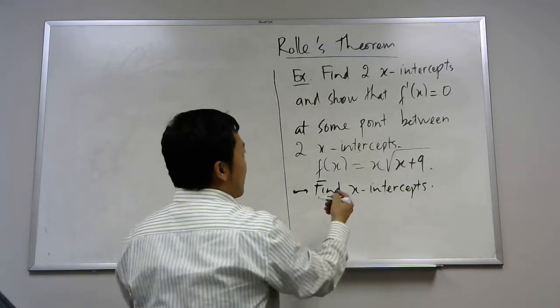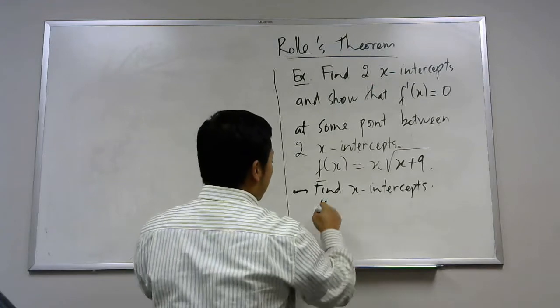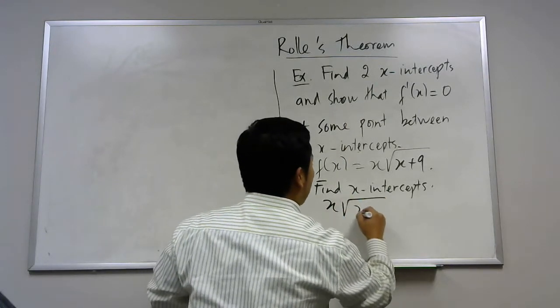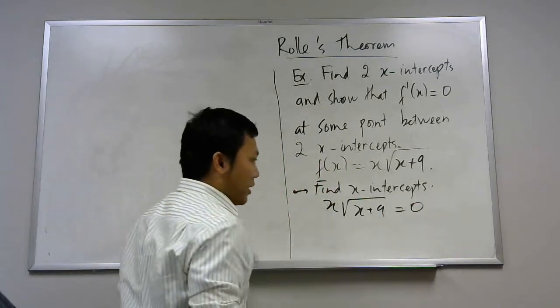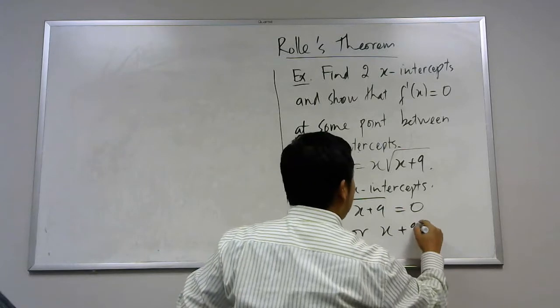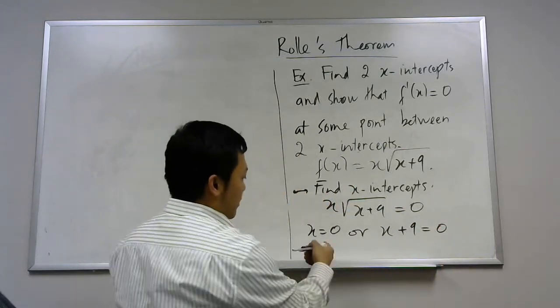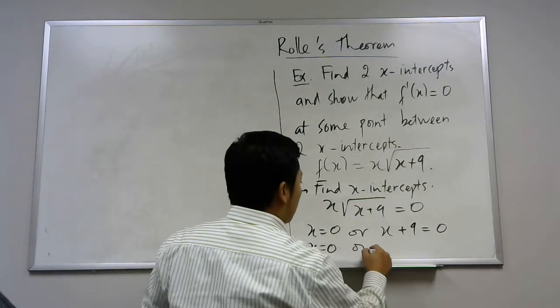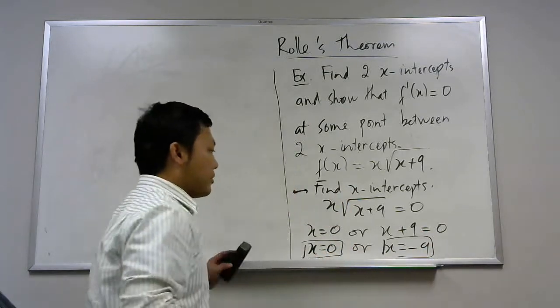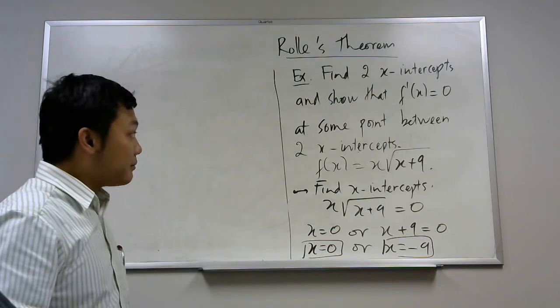So x-intercept means we have to set the function equal to 0. The function is x times the square root of x plus 9 equal to 0. From here, you get x equal to 0 or x plus 9 equal to 0, right? So x equal to 0 or x equal to -9. The function has 2 x-intercepts.